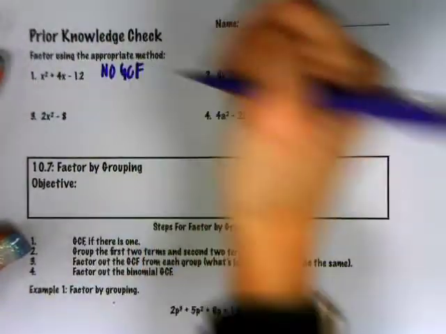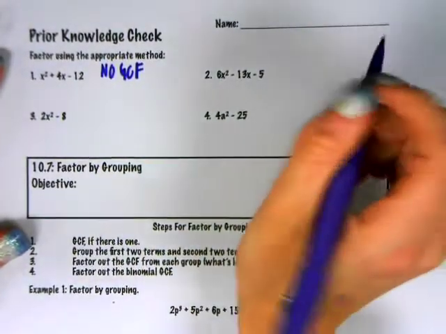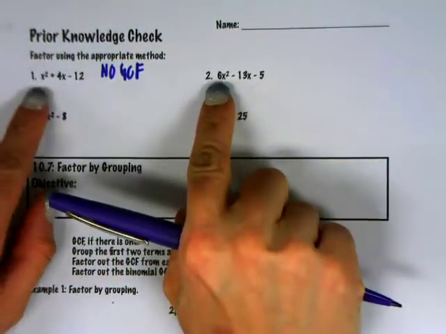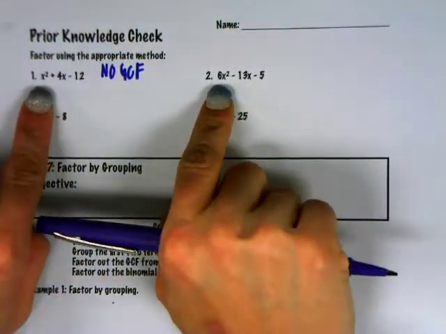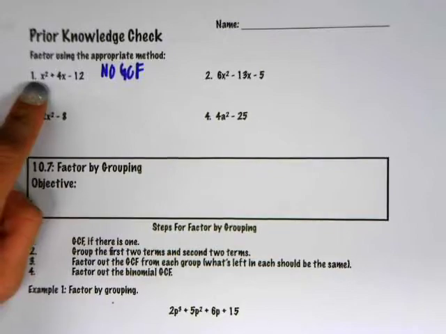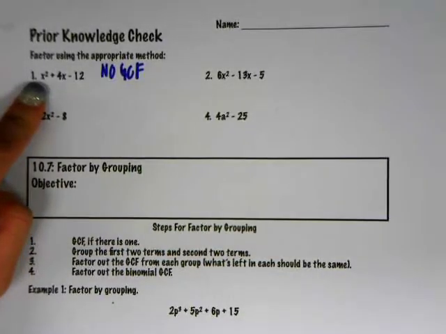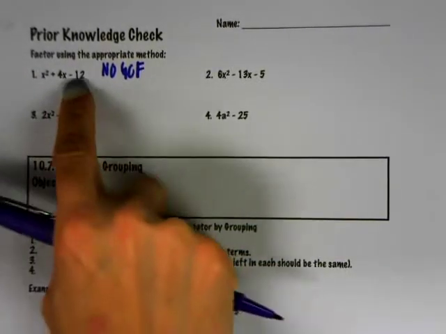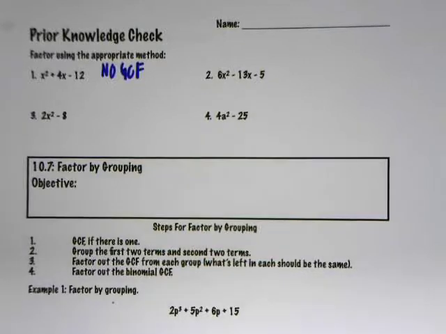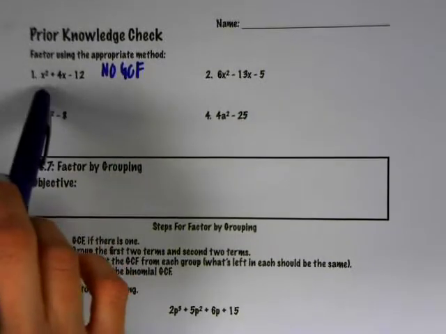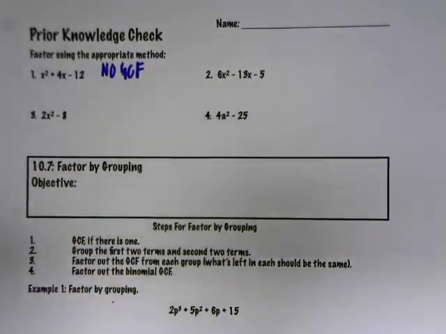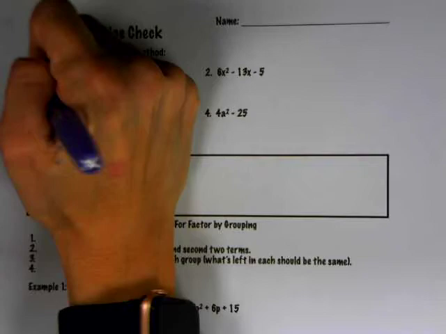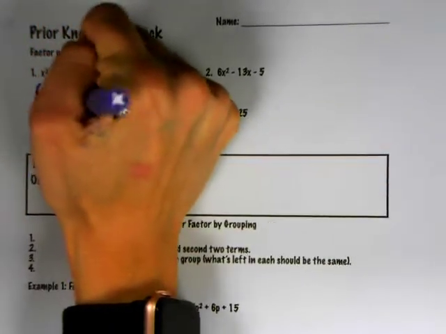Once you check for GCF, then you ask yourself, is there a number in front of the x squared or not? On number one, is there a number in front of the x squared? No. So that tells you the method is what multiplies to negative 12 and adds to 4. What multiplies to negative 12 and adds to 4? Negative 2 and 6. So x minus 2, x plus 6.